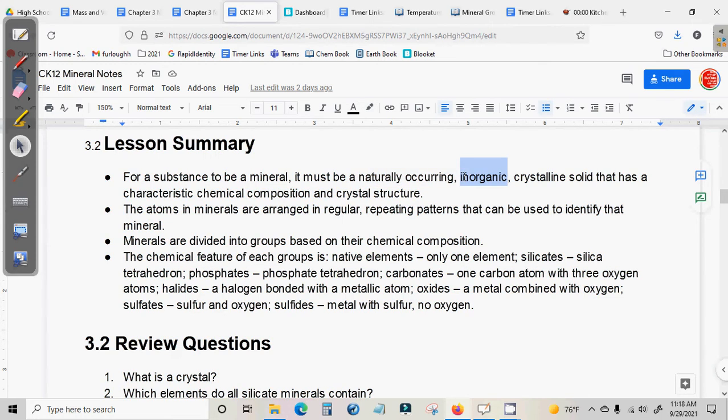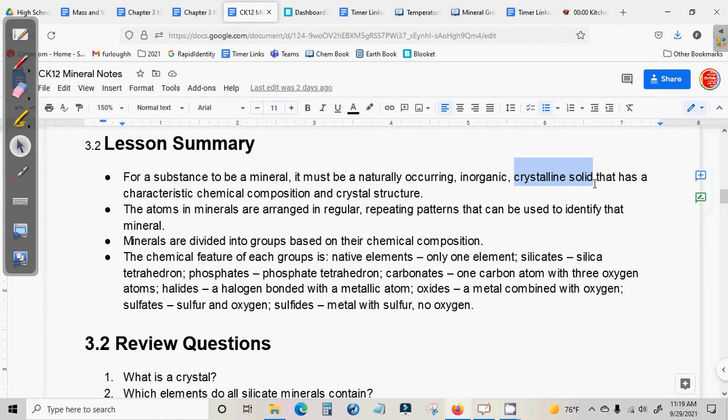It has to be inorganic, which means it is not from a living thing. So a snail's shell is not inorganic. It is in fact organic, and so it can never be a mineral as it is.